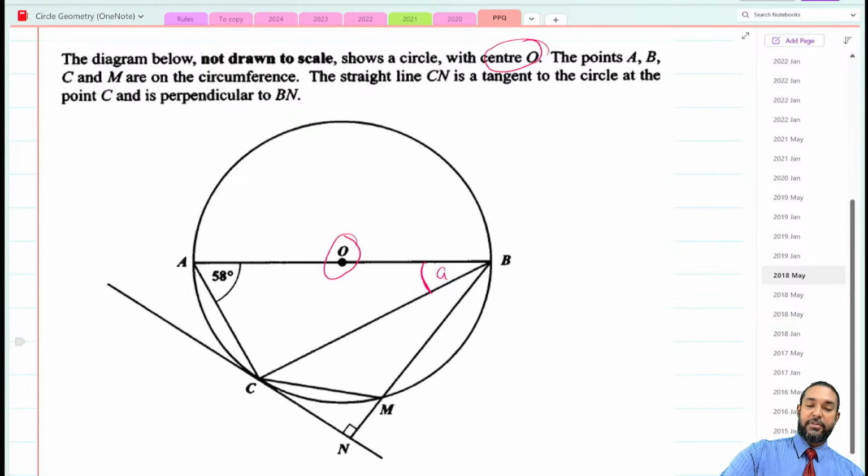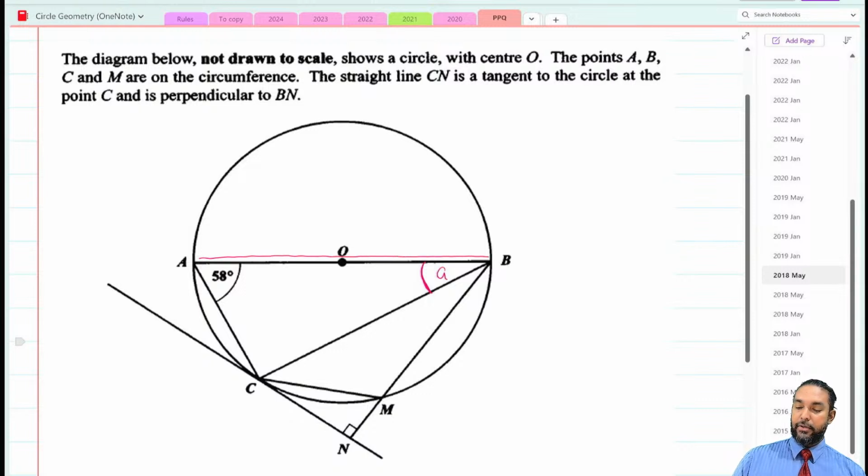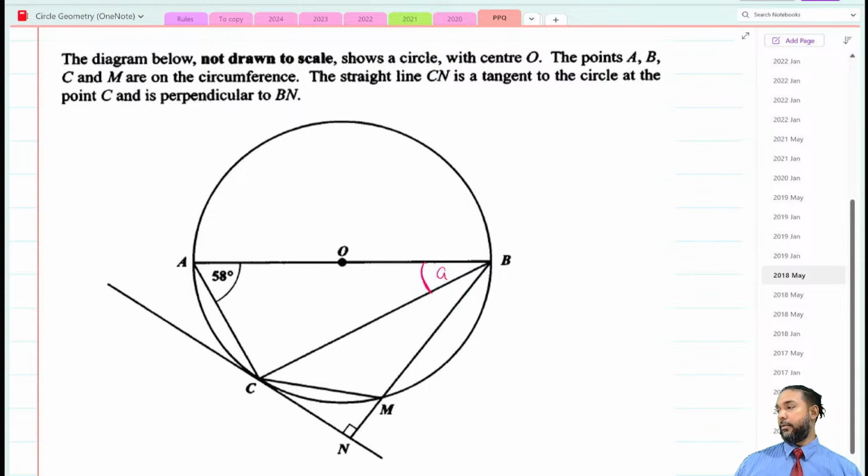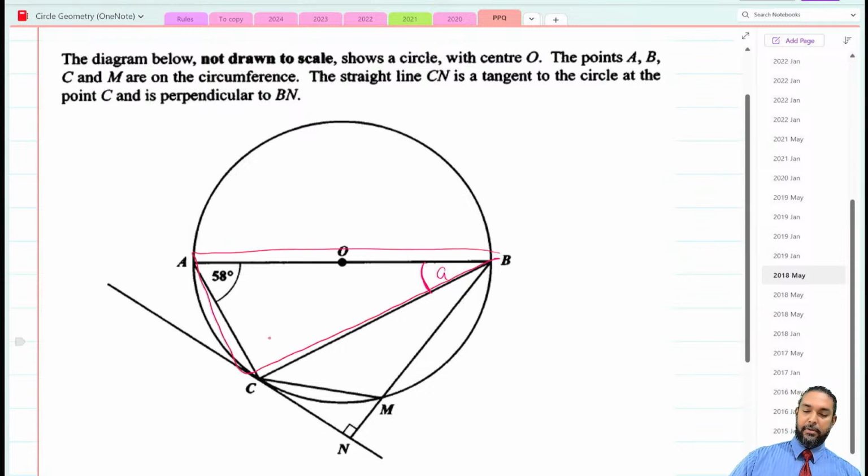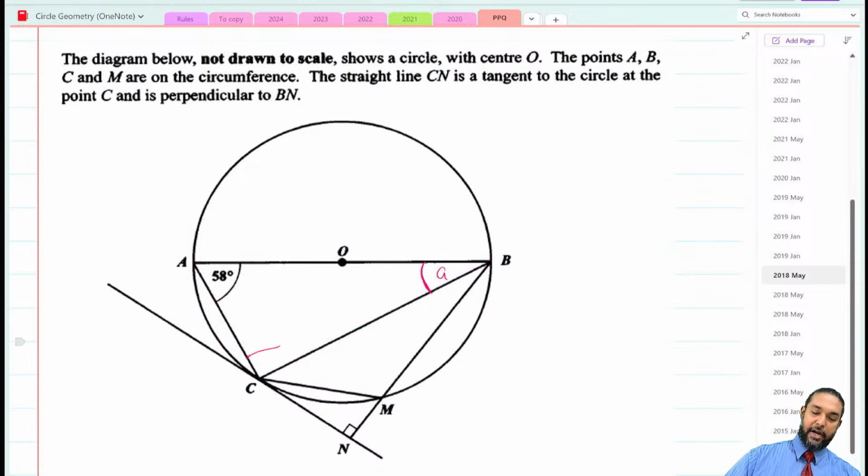Now, what do we observe passing through center O? We have a straight line through center O from one point on the circumference to another. What do we call such a line in a circle? A diameter, which cuts a circle in half. Half a circle is a semicircle, and the angle in a semicircle is 90 degrees. So if we build a triangle on that diameter, the angle opposite the diameter is 90 degrees. So this angle here would actually be 90 degrees.